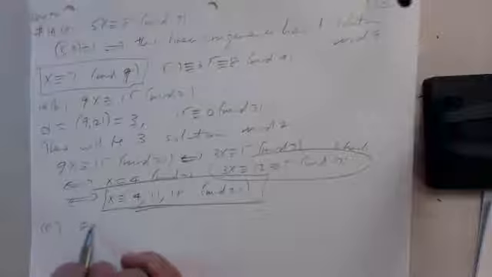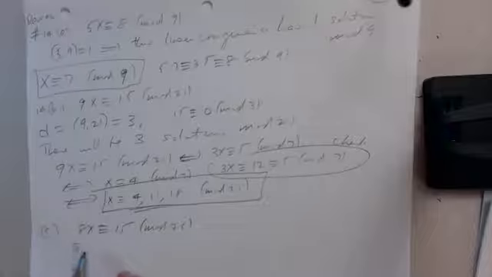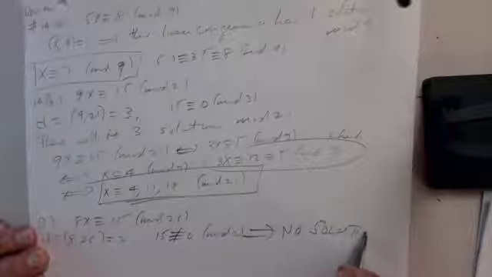C is the congruence 8x congruent to 15 mod 26. So the greatest common divisor of 18 and 26, that's my number D, is 2. And 15 is not congruent to 0 mod 2. So there is no solution. This congruence has no solution.